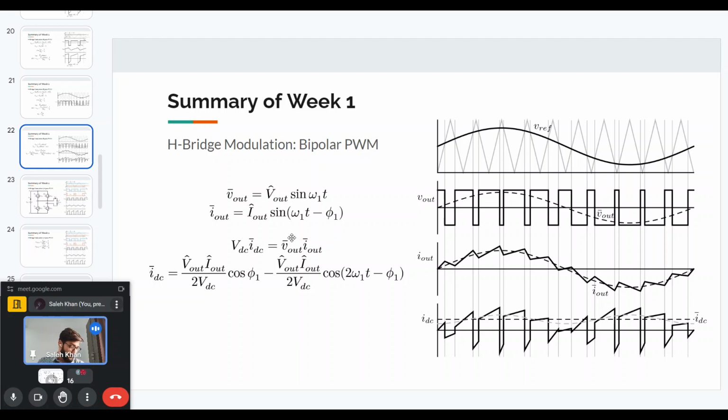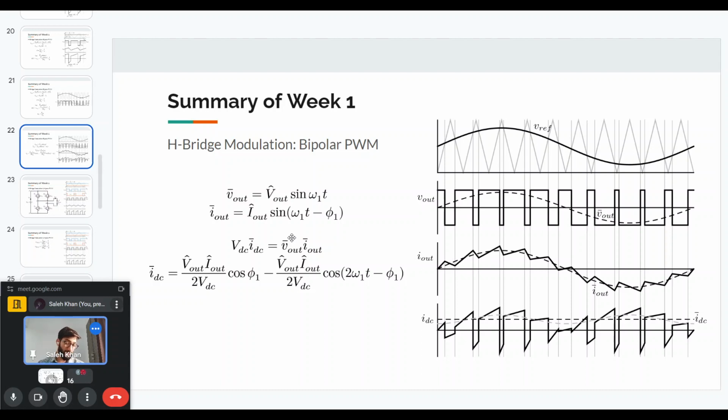The rating of the inverter in terms of kVA depends on the output voltage and the maximum output current. Once you have the output current and the output voltage that you want, based on what load is there, you can just multiply the RMS voltage and current to get the kVA rating.